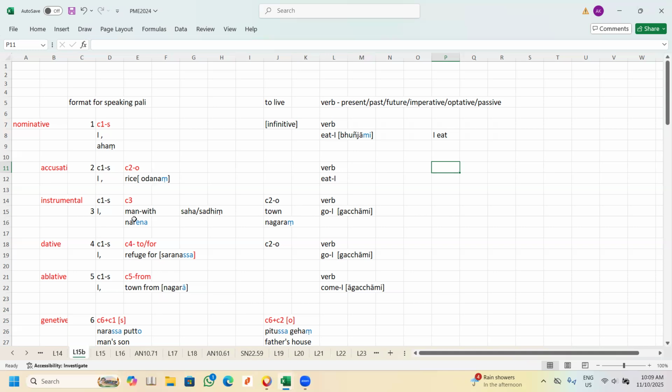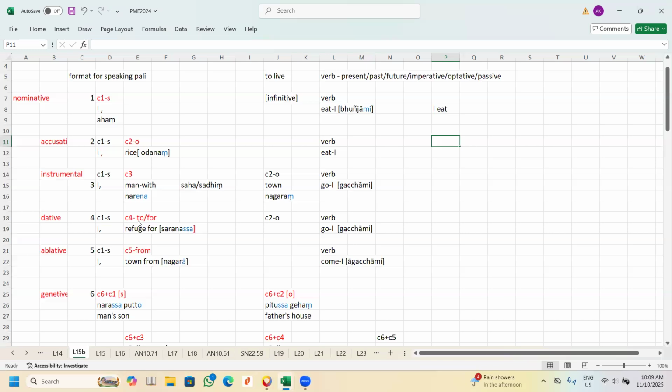Basically, you read the backward way. You don't have to do anything, and your sentences will be correct. But I don't know whether you are observant enough while you are doing your exercise. Reverse, always reverse. I eat rice. I go to the town with the man. You see, finished. Number 4 is also exactly the same.